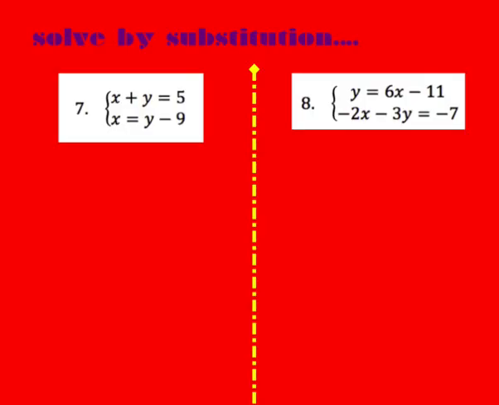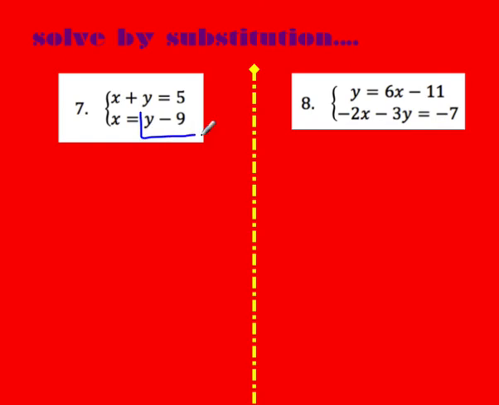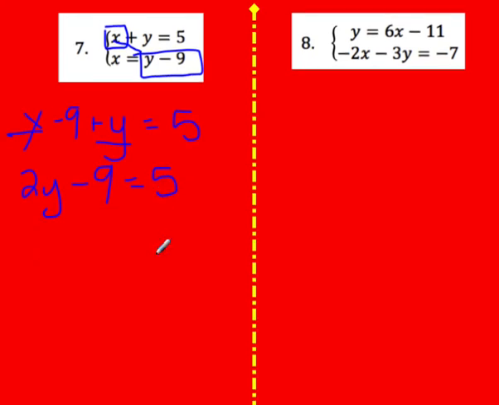Let's take a look at number 7. So for number 7, I see that I have x is equal to y minus 9. So x is equal to that y minus 9. That means they're the same thing. So where I see x up there, I can put y minus 9 in instead. So I have y minus 9 plus y is equal to 5. So then I have y plus y, which is 2y, minus 9 is equal to 5. So the next thing I need to do is add 9 to both sides to solve for y.